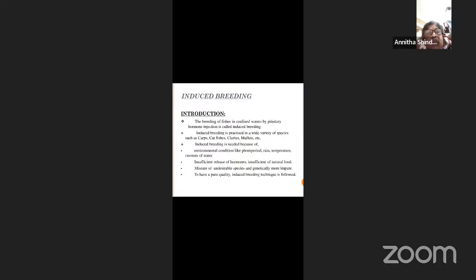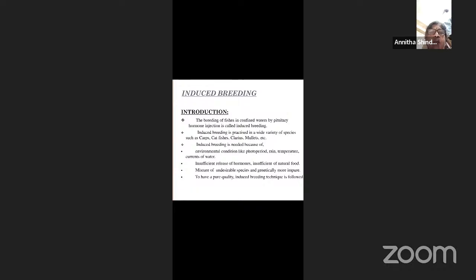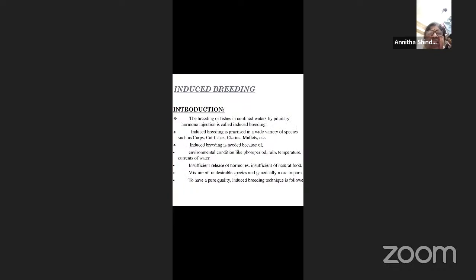Now see here, they have given in detail about induced breeding. Now again, we'll go through the induced breeding once more. So the breeding of fishes in confined waters by the pituitary hormone injection is called induced breeding. So here they are using a pituitary hormone. Why are they using the pituitary hormone? Why not any other hormone? Can anybody tell?